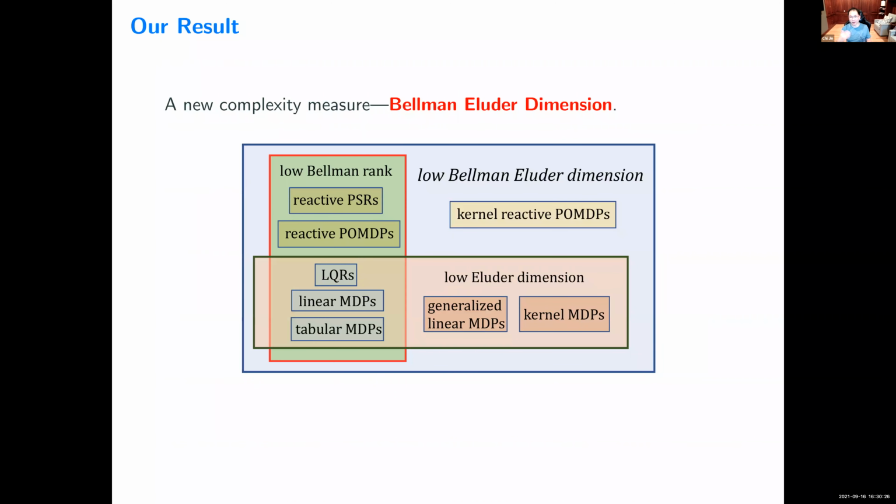So, what are our results? First, in terms of complexity, we discover a new complexity measure, the so-called low Bellman-Eluder dimension. Essentially, by the name, we include both the low Bellman rank and low Eluder dimension classes. So it's a super class, and we can deal with some actual examples or applications which have not been covered by previous classes.